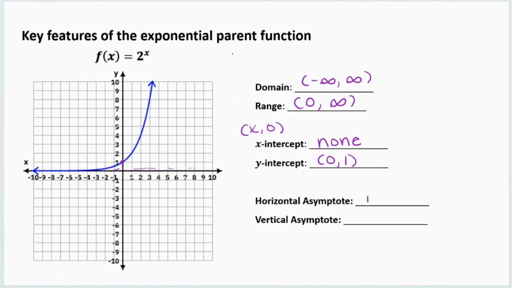It has a horizontal asymptote at y equals 0 because you can see that's where the x values head off into infinity. It has no vertical asymptote because remember, a vertical asymptote will only exist where the function is not defined for a specific value of x.